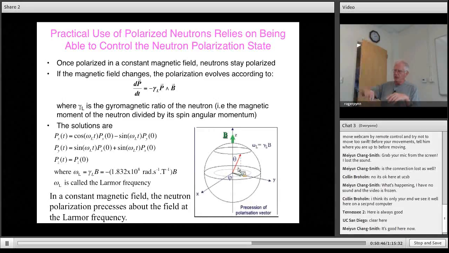If you spun a top on a table and pushed the spinning axis off a bit, you'll see that it precesses around the vertical direction. So this is what happens if you suddenly put a polarized beam, polarized in some direction, in a magnetic field. It precesses around the magnetic field direction.